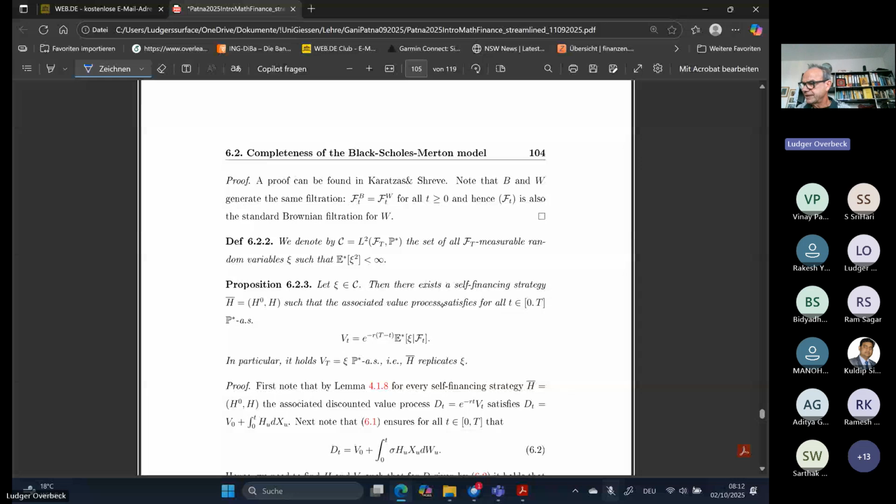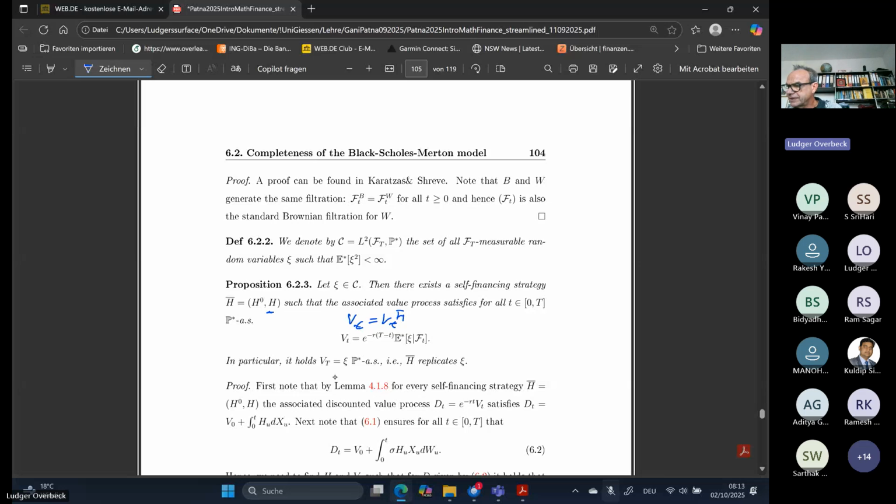Then we have a self-financing strategy. Again, we just have to define H, construct H, such that the associated value process satisfies, for all P star, that V_T depends on H. That's a portfolio which we get if we follow the self-financing strategy H bar. Then our V_T looks exactly like this.